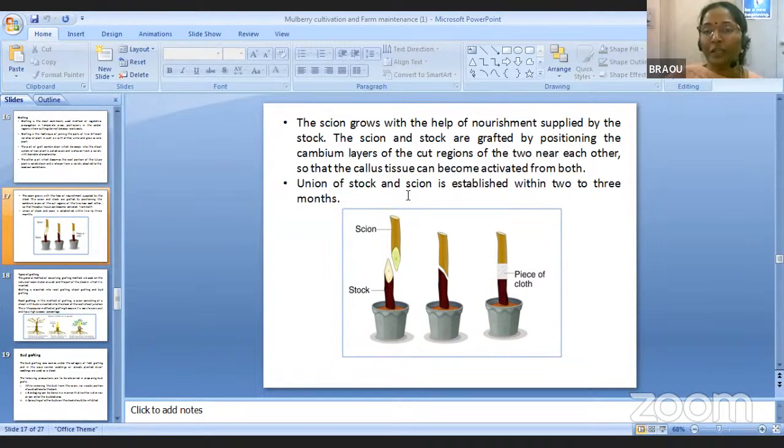And the union of stalk and scion is established within 2 or 3 months. So within 2 or 3 months, you're going to get a beautiful plant with foliage. And of course, it might take some months to grow into a tree or a bush, whichever type you want.